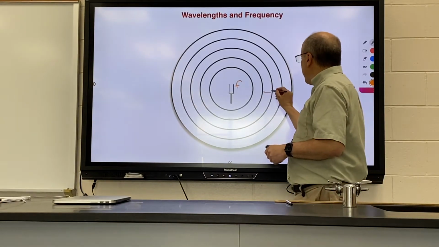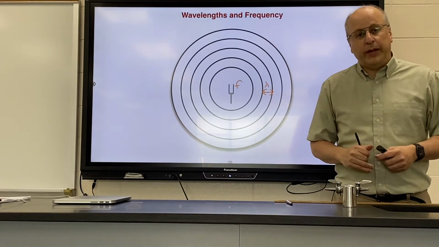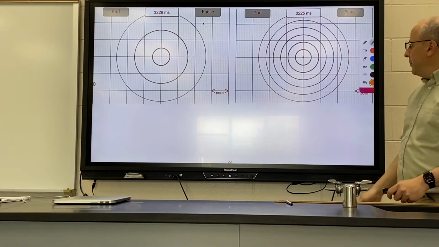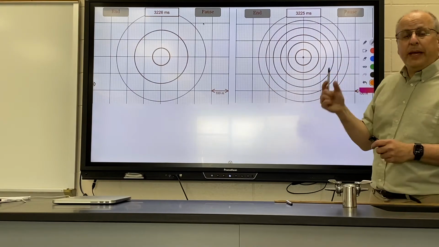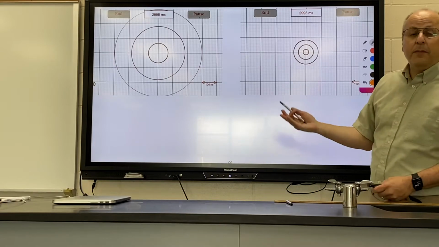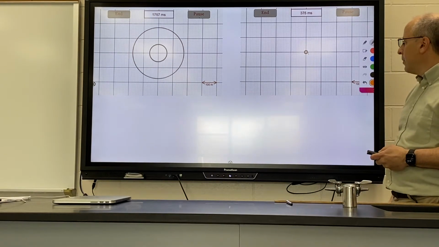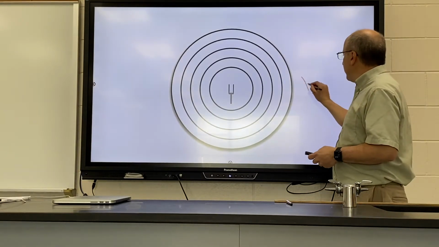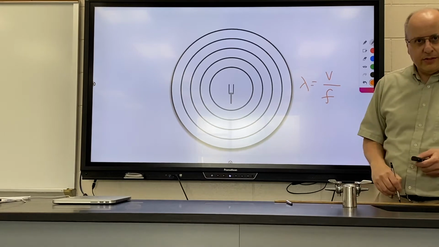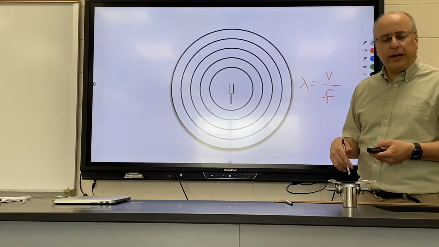As the waves travel outward, there is a certain distance between the wave fronts. The connection between them is that higher frequency makes the wavelength smaller. A higher speed makes the wavelength bigger. We put it all together and we had a formula that looked like this: wavelength equals the speed of the wave divided by the frequency of the wave.